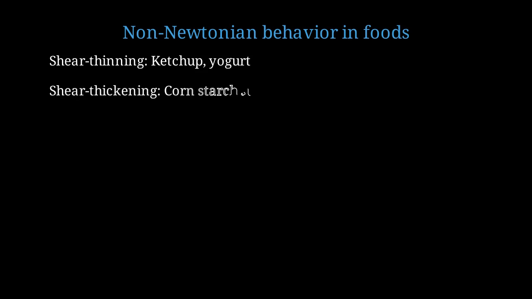Many foods exhibit non-Newtonian behavior, meaning their viscosity changes with shear rate. Shear-thinning foods like ketchup and yogurt become less viscous when sheared. Shear-thickening materials like cornstarch suspensions become more viscous when sheared.